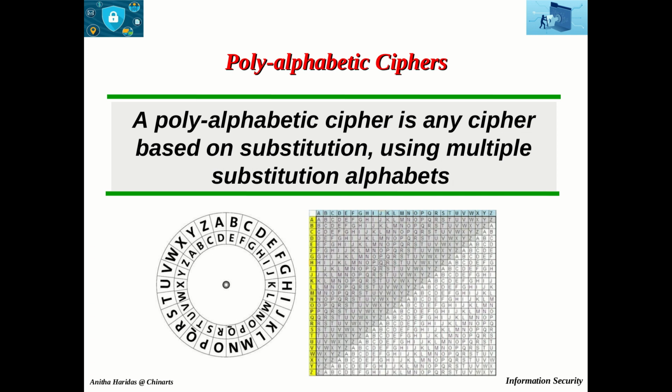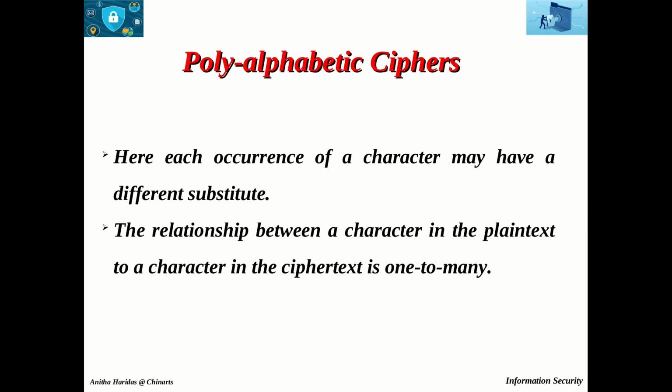Polyalphabetic cipher is any cipher based on substitution using multiple substitution alphabets. If the substitution uses multiple alphabets for the same letter of a plain text, then we call it polyalphabetic cipher. The polyalphabetic cipher uses a method of this particular kind, or it may use a Vigenere table, which we will be discussing later. So let us see what is polyalphabetic cipher.